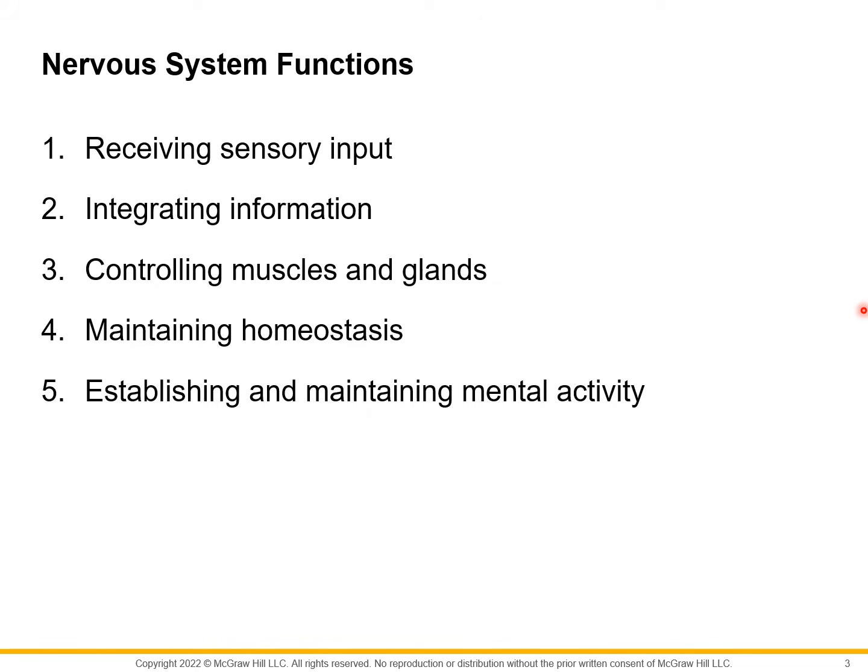So kahit anong klaseng imbalance pa yan. Hormonal imbalance, the brain would communicate with the endocrine system. Imbalance with body temperature, the brain would communicate with the integumentary, muscular, and cardiovascular system. Electrolyte imbalance, the brain will communicate with the kidneys. So those are just a few examples of how the CNS would maintain homeostasis.